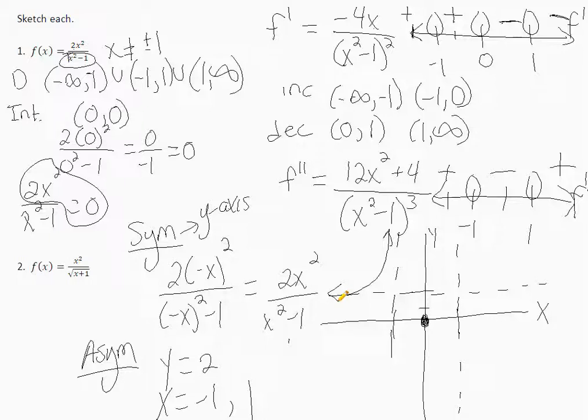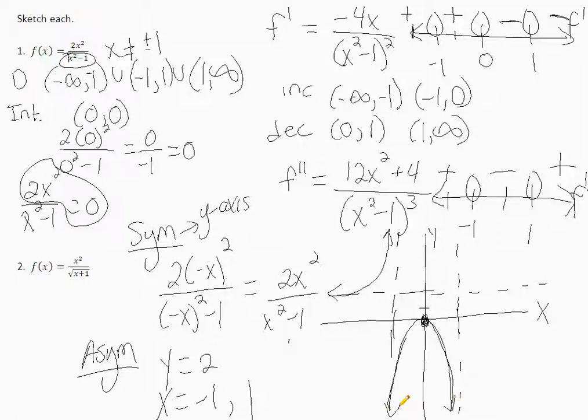Now the middle. What's the middle doing between -1 and 1? Between -1 and 0, I'm increasing, and then 0 to 1, I'm decreasing. And the whole thing is concave down. So it must look like that. Increasing, decreasing, and the whole thing is concave down.